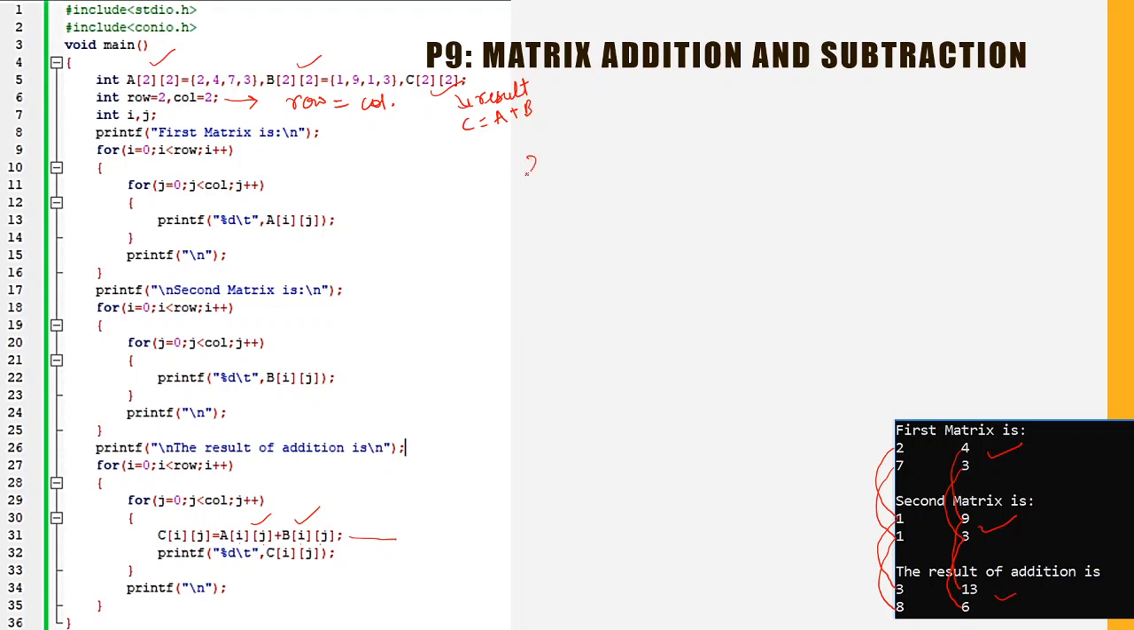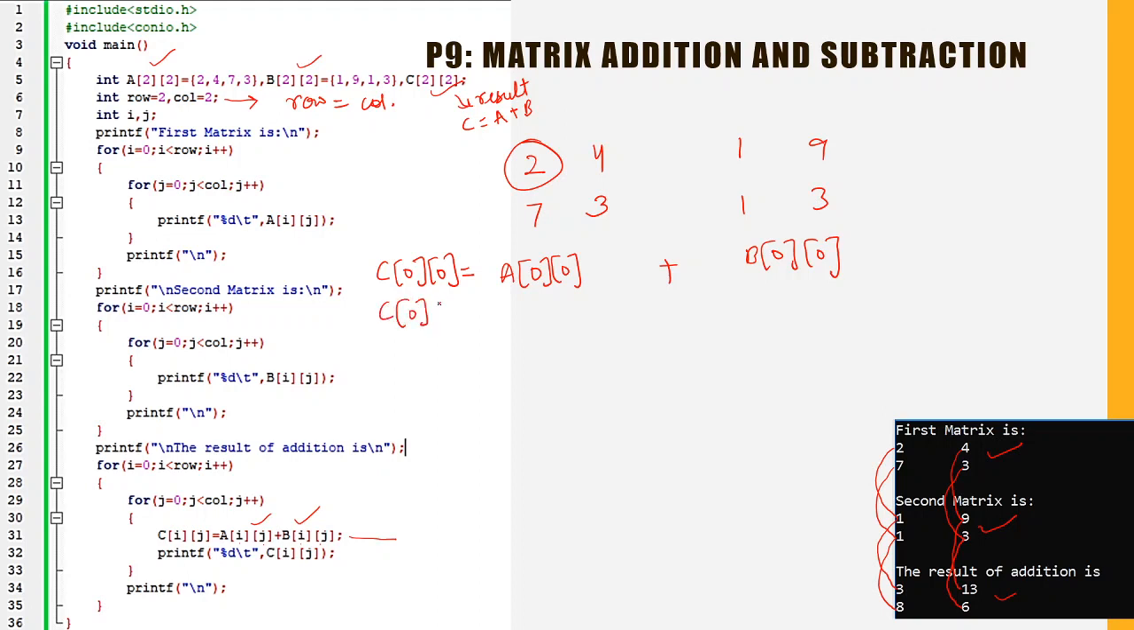If I take it like this, 2, 4, 7 and 3, this is our example, and this is our 1, 9, 1 and 3. Do you know what is the index of this particular number? This is A00, and similarly here it is B00. So for getting C00, we require to add A00 plus B00. Fine.